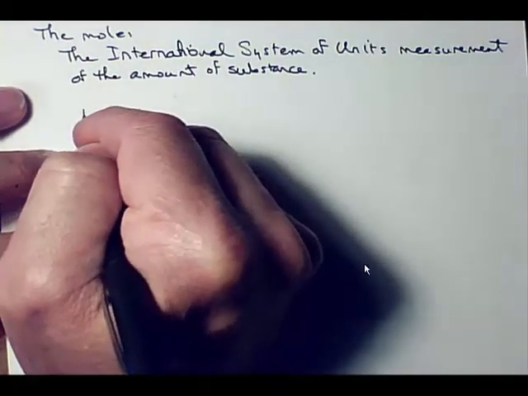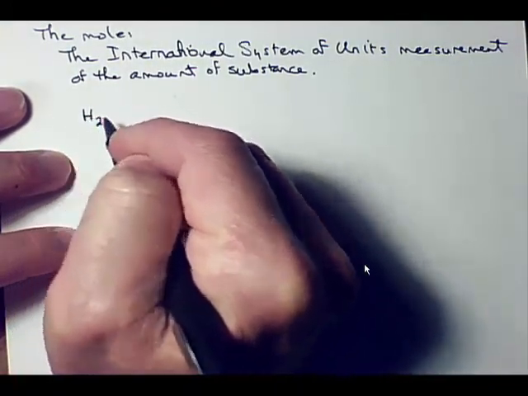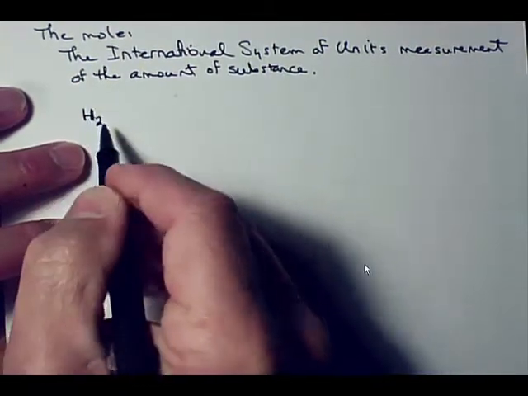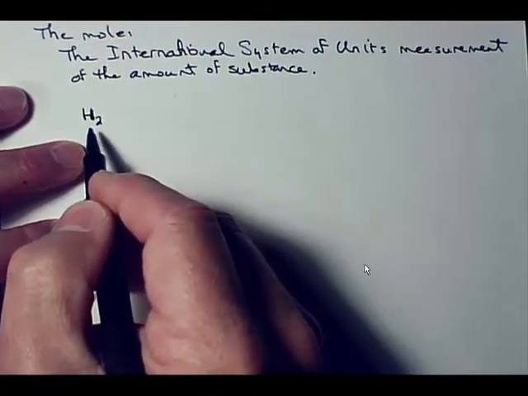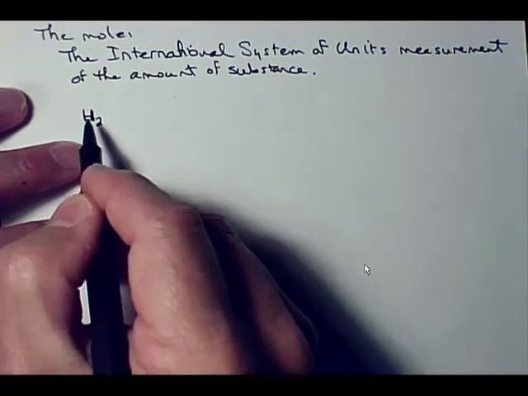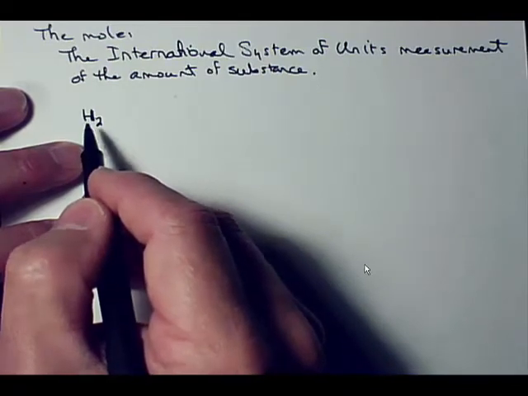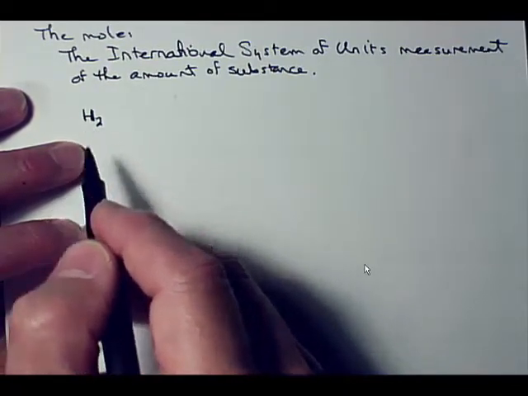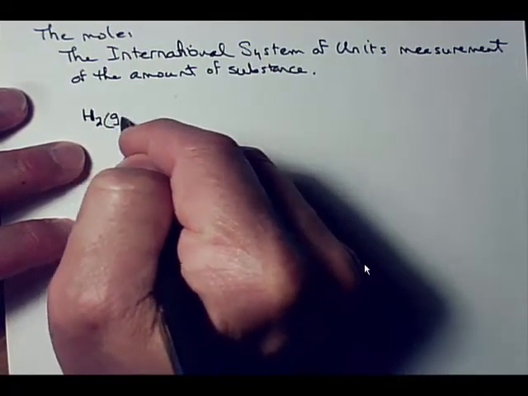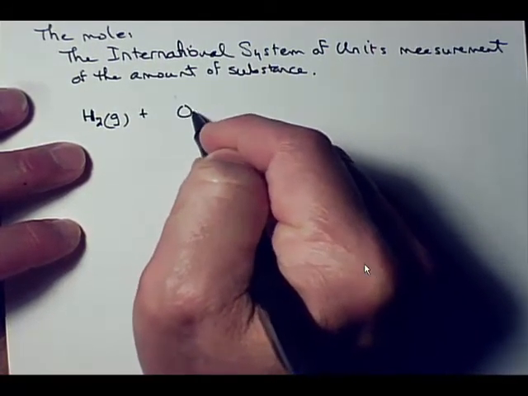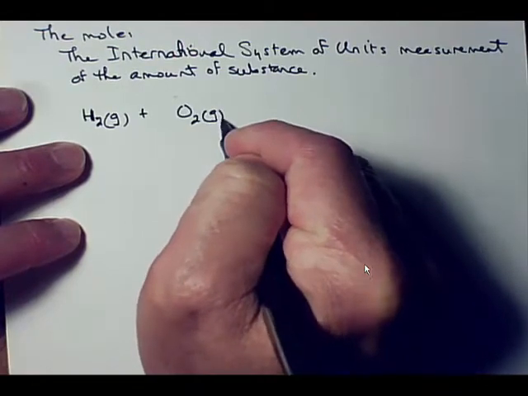So if we're balancing an equation where we're combusting hydrogen gas, this is the symbol for hydrogen gas. Hydrogen gas is one of the diatomic gases, meaning you don't find it as just H. You find it as H sub 2, where one hydrogen atom is bonded to another. And since it's a gas, we're going to write the symbol G for gas. And we're going to show how we're going to react that with oxygen in this chemical equation.